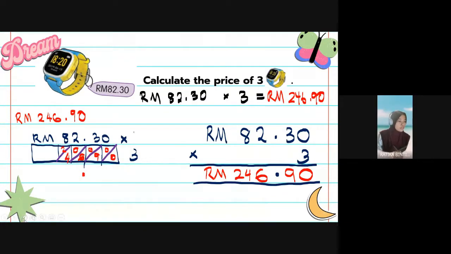Okay, so now you add. 9 plus 0 is 9. 6 plus 0 is 6. 4 plus 0 is 4. And 2 is 2 there. So the answer will be 246 ringgit and 90 sen.